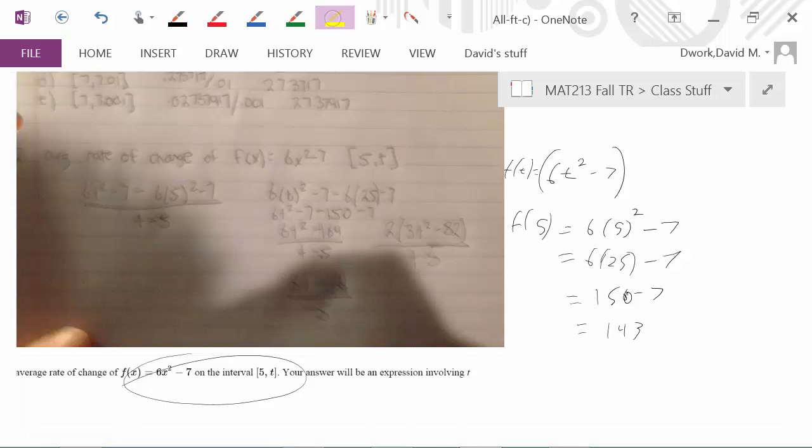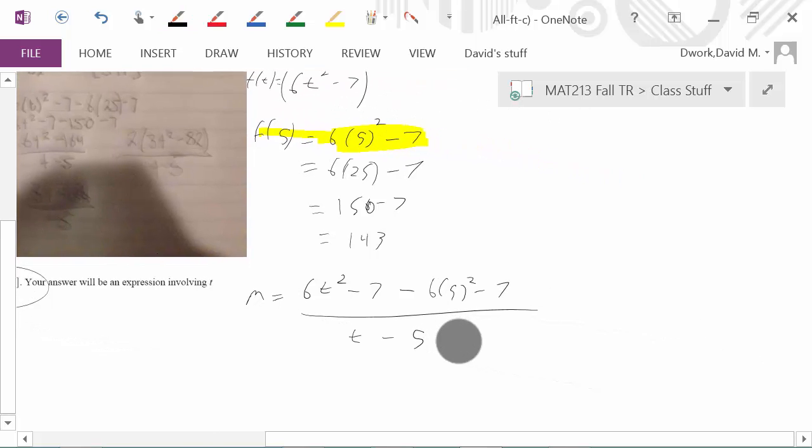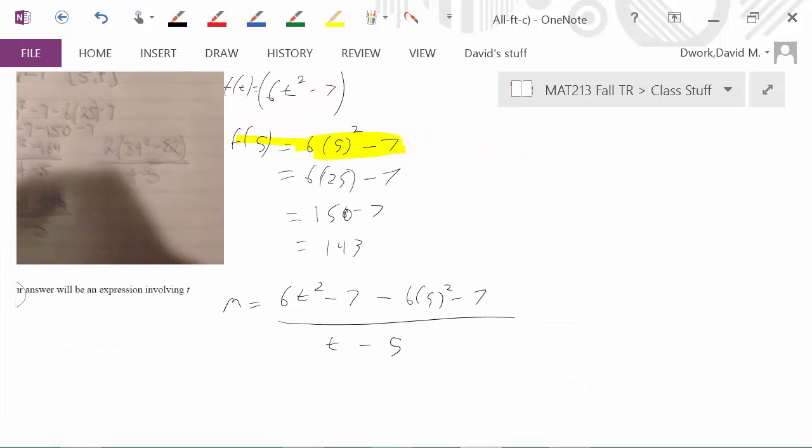What I'm going to do is actually do this the exact same way you did it so you can see where your mistake came in. So we're going to fill it in into our whole slope equation, which would be, as you filled in, 6t squared minus 7 minus, and here's your mistake, 6 times 5 squared minus 7, all divided by t minus 5. So now, where's the mistake? Because that's what you wrote down.